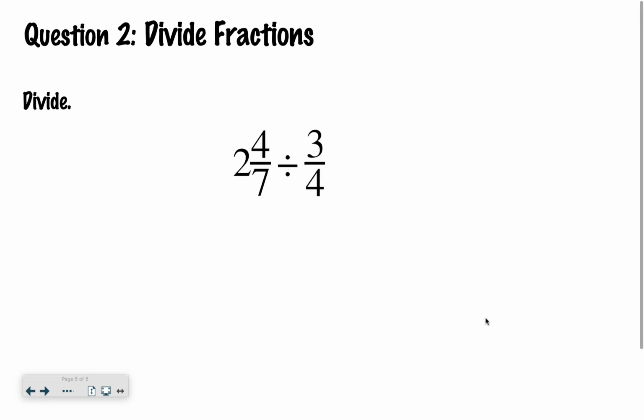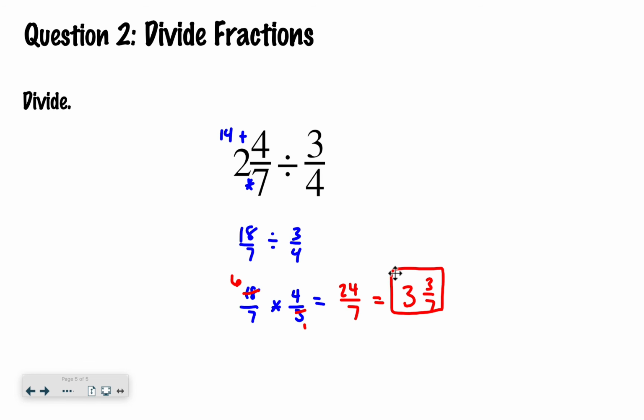Okay. Last question for you to do on your own. 2 4/7 divided by 3/4. Good luck. Okay, so now you can see that I arrived at the answer 3 3/7. Feel free to look through my work and compare to see if you have anything different.